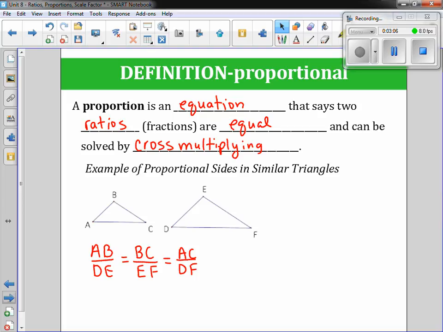Taking a look at a proportion more in depth, remember that it's an equation that says two ratios, also known as fractions, are equal and can be solved by cross multiplying. So here I have an example of two triangles, smaller and larger, and I've written the proportion for each side. AB is proportional to DE, BC is proportional to EF, and AC is proportional to DF, meaning that triangle ABC is proportional to triangle DEF.